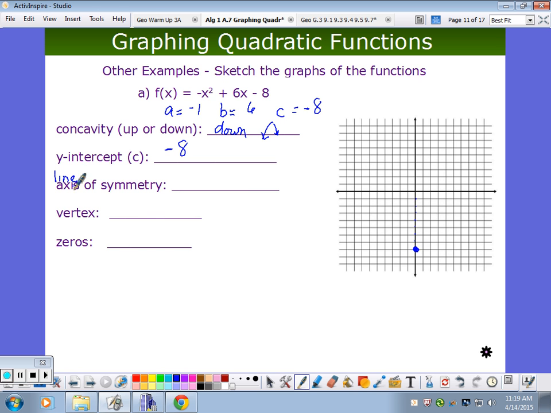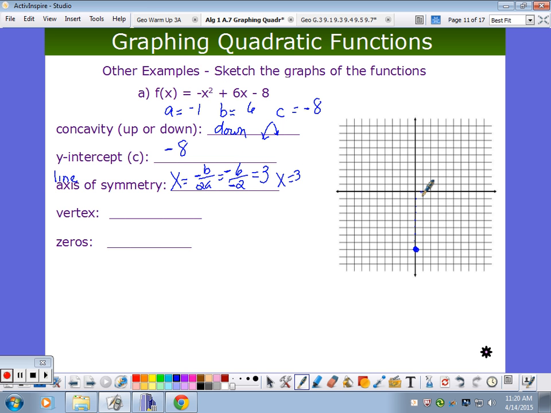If it helps you remember, line of symmetry. So it's going to be an x equals because it's a vertical line. And it's negative b over 2a, right? So negative, what's b's value? 6. 2a is what? Negative 2. So what is that? X equals 3.